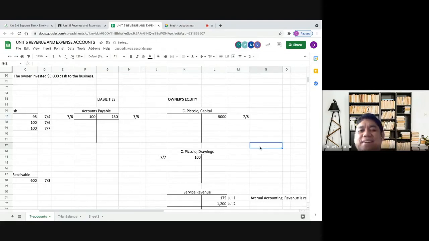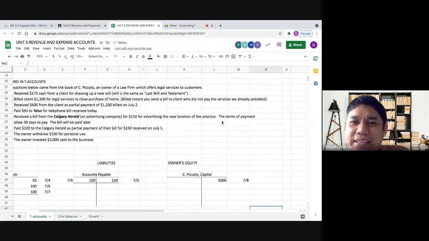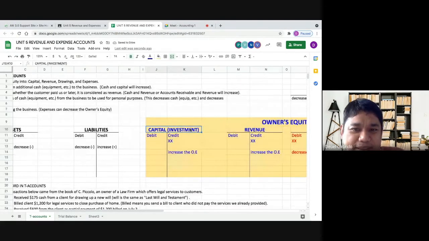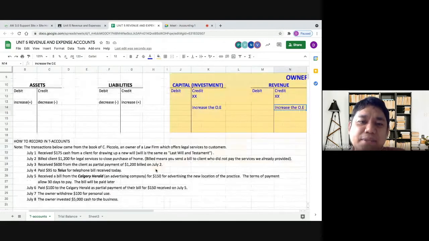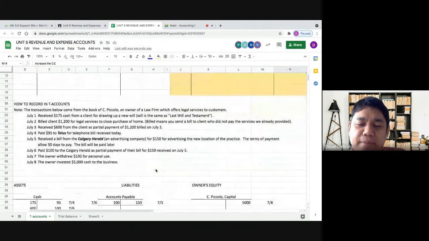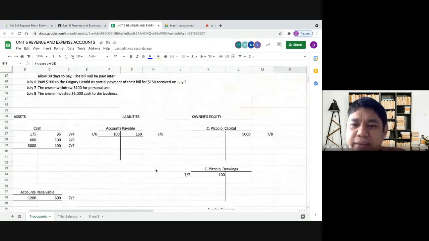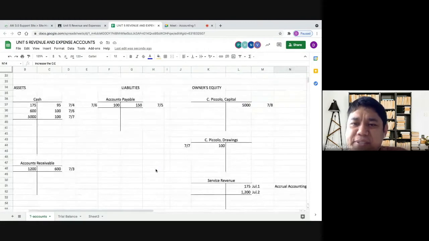So look at that one, guys. What's the rule again? It's an investment. Investment is a capital account. And always together with the revenue, guys, capital and revenue are on the credit because they increase the capital. Easy rule actually, but we need to remember these things. So in short, all the transactions are done.